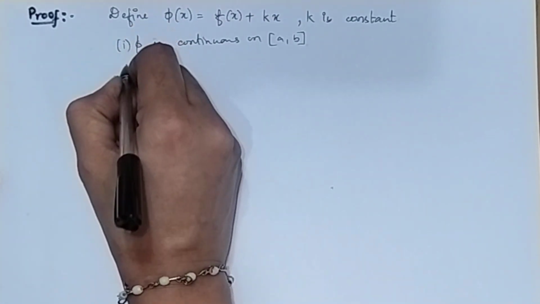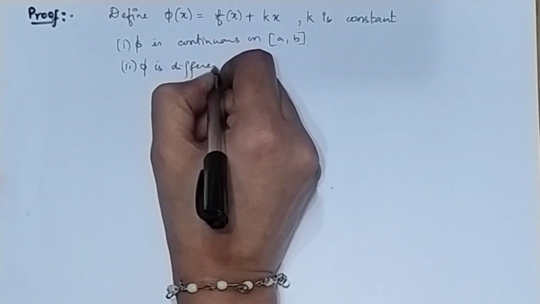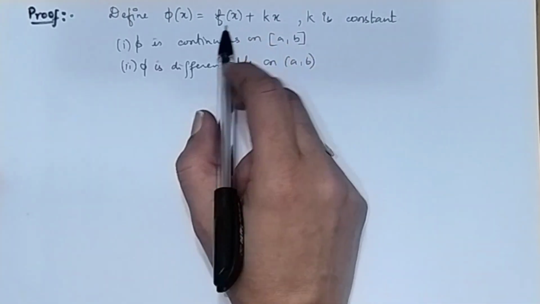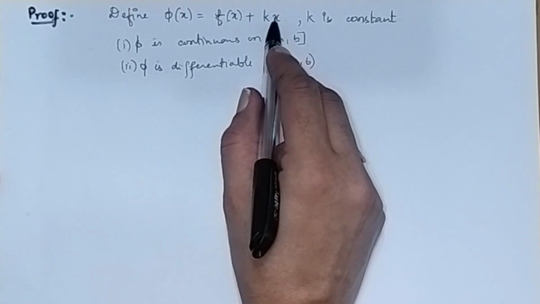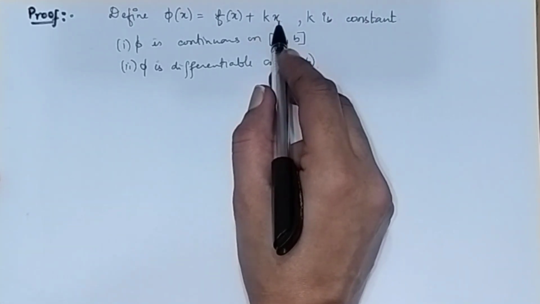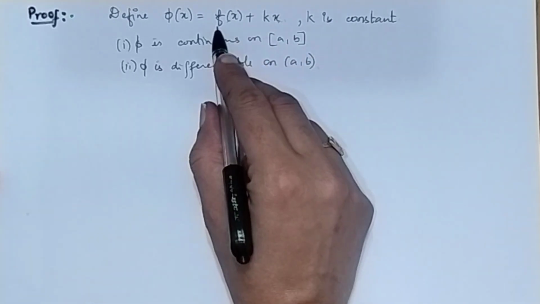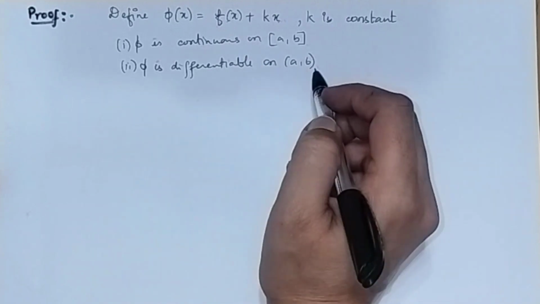Next, the second condition is phi is clearly differentiable on the open interval (a, b), because f is differentiable on the open interval (a, b). k times x is also differentiable. You can get the derivative of k times x on the open interval (a, b). Therefore, phi being the sum of two differentiable functions, it is also differentiable.